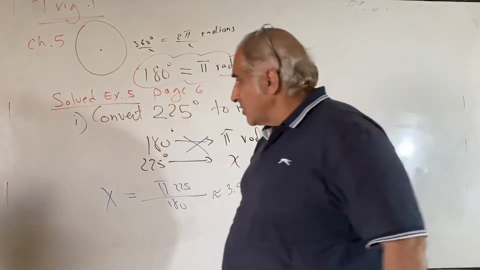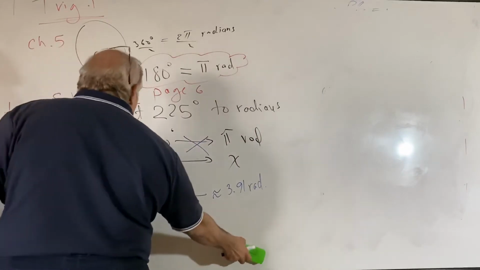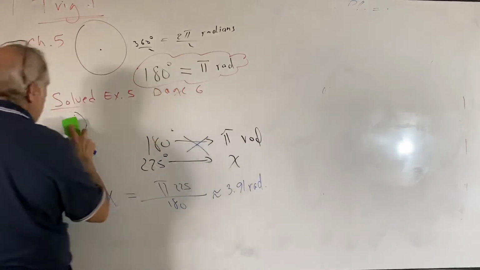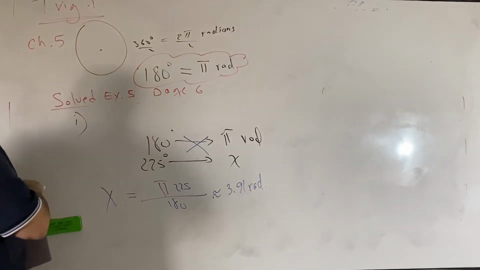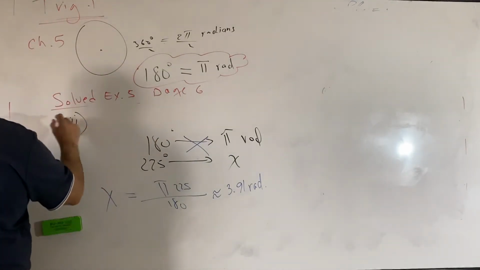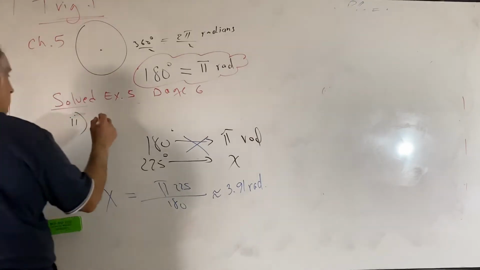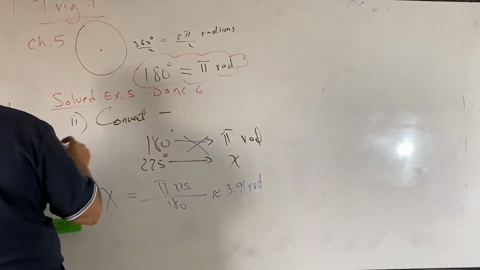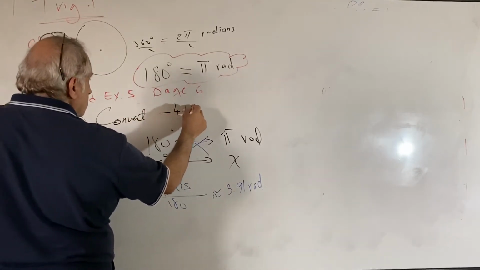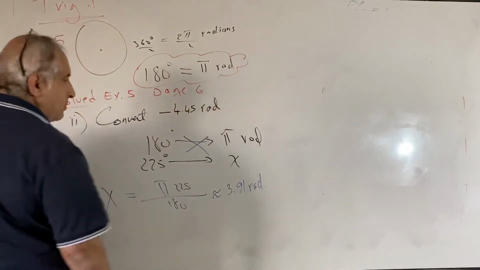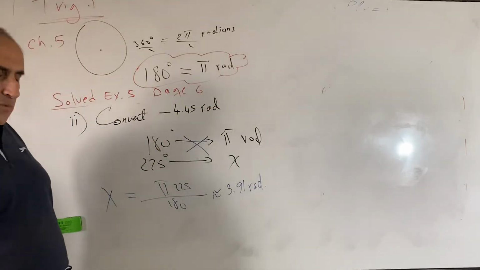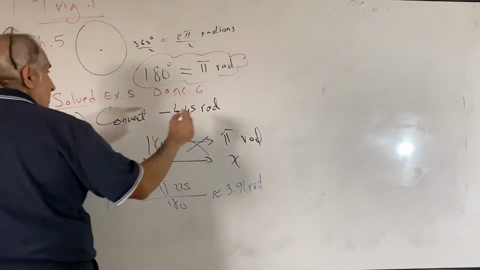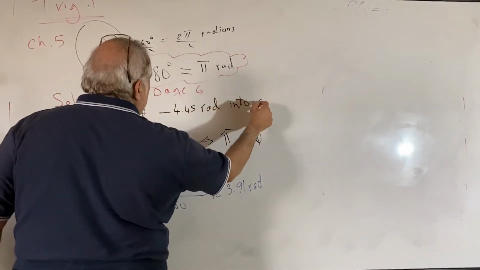The second part of the question, I'm going to give you the opposite. I'm going to say convert an angle of negative 4.45 radians. Now some people say, do we have negative angles? Yes, we do. We'll talk about that in chapter 7. I want you to convert that into degrees.